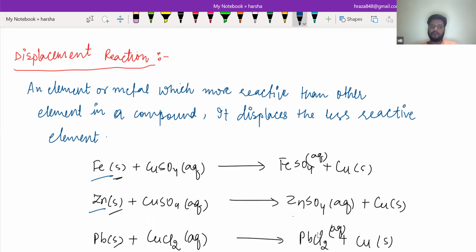I will give you notes for the reactivity series, which is very important to learn, and I will give some mnemonic for the reactivity series. Please write it.